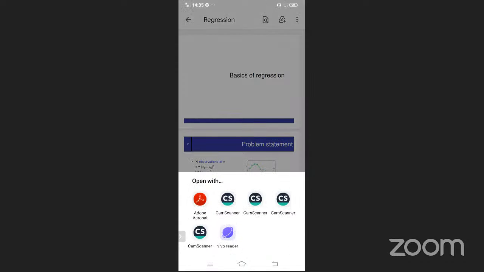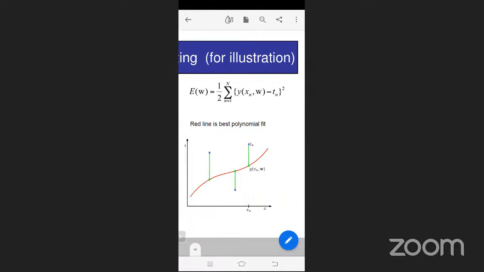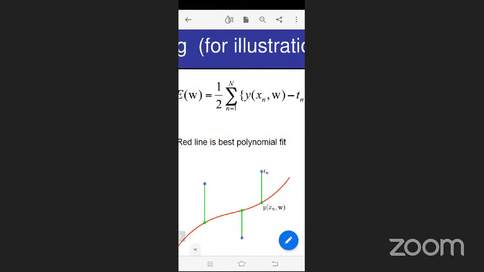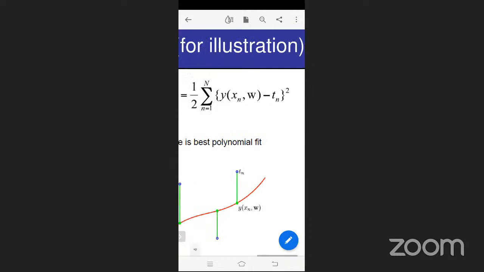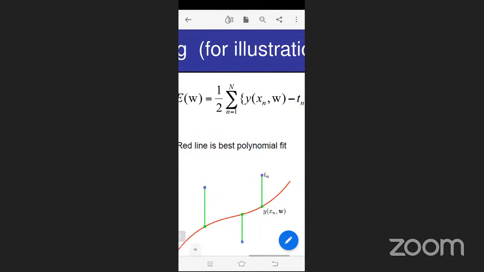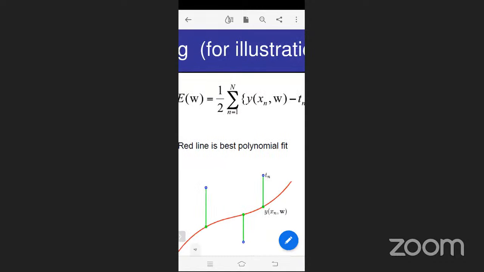I have to choose the curve in such a way that the sum of these green lines, or these deviations, should be minimum, for all the training examples. So that means I will say error E(w), where w is the weight vector whose coefficients are w0, w1, w2 to wm, is equal to half, summation n equal to 1 to N of (y(xn, w) minus tn) squared. This is my error function.